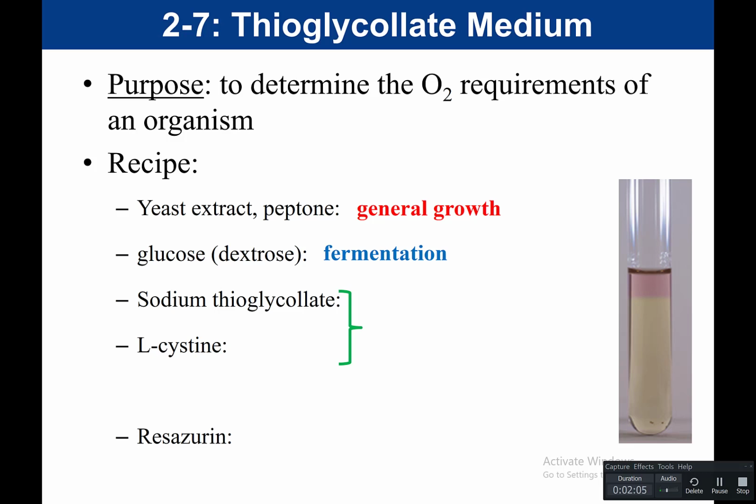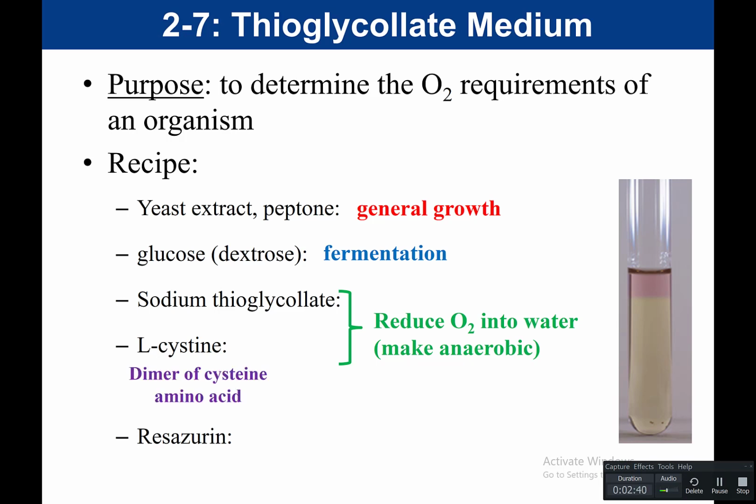The function of the sodium thioglycolate and the L-cysteine is that their job is to reduce O2 into water. Just like in the anaerobic jar, where we had our anagen chemicals, and those chemicals' job was to reduce O2 into water, same idea in our thio broth. Our thio broth is going to have sodium thioglycolate and the L-cysteine to help reduce O2 into water, again, to make it anaerobic.